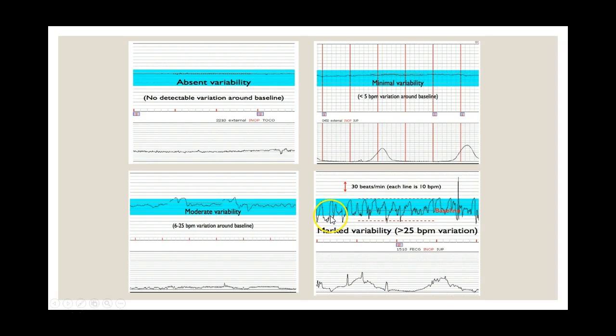And now we have marked variability. So this is almost kind of sawtooth looking. Looks like V-tach almost if you're a cardiac person. This is what a fetal heart rate looks like if it has marked variability. And this can also be associated with fetal complications, cardiac issues. So we don't really like to see this either. It means that there's something not quite right.